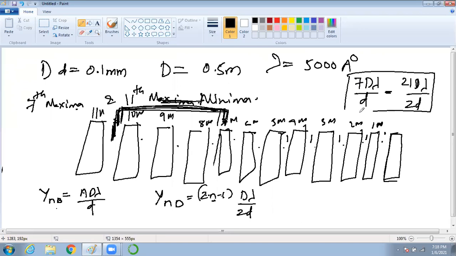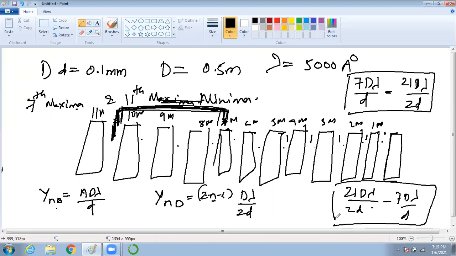Clear? Don't worry, obviously you may get this value to be negative. Don't worry about the minus, because we have to find a distance, so you can take the modulus. Or you can do it the other way around, no problem: 21D lambda by 2d minus 7D lambda by d. Put down the formula, put down the values and check. What is the answer? Everybody start putting in the values and find out the answer.